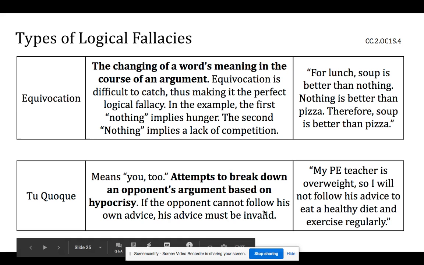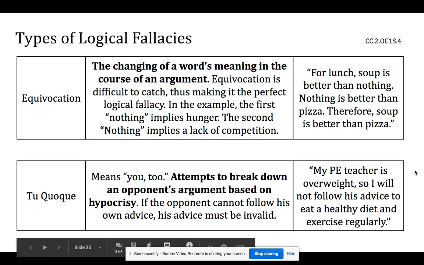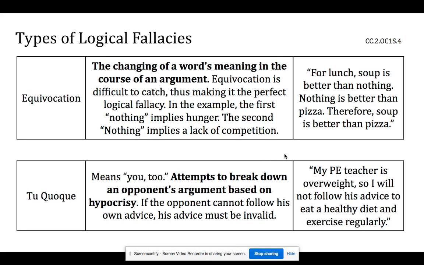Oh, if the opponent can't follow his own advice, it must be invalid. Okay, it's not necessarily true. There may be lots of reasons they don't follow their advice that we're not seeing evidence of. And the advice is still good, even if they don't follow it themselves. And that is all of our logical fallacies.